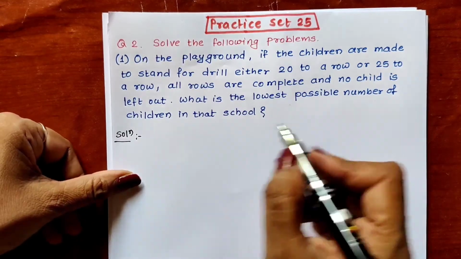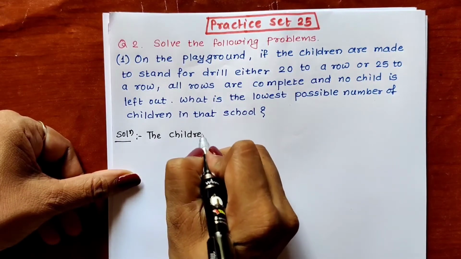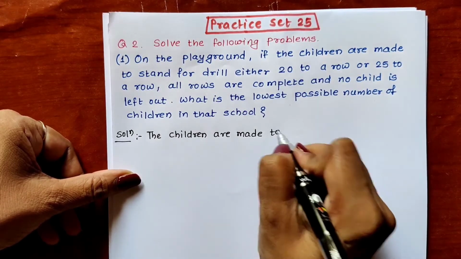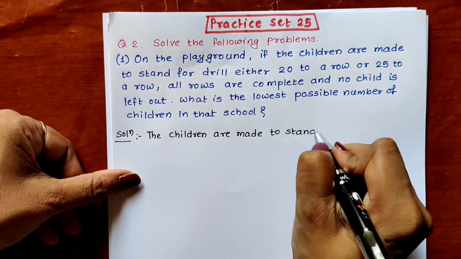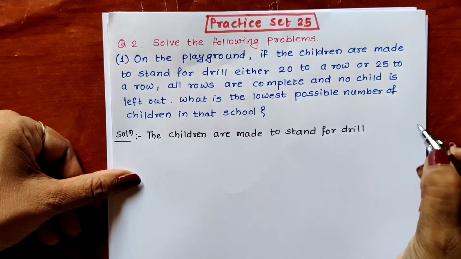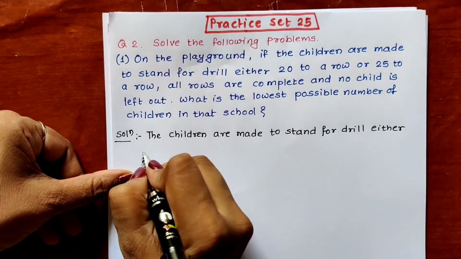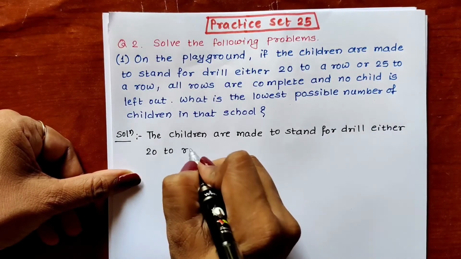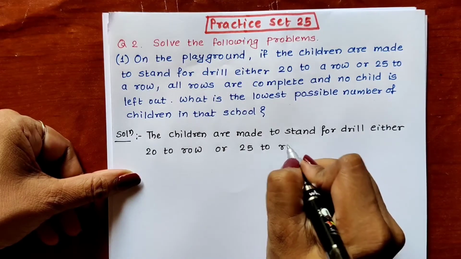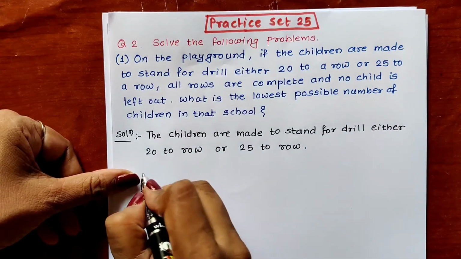Solution. The children are made to stand in a row, to stand for drill. Either 20 to a row or 25 to a row. Correct. This is the first statement. What we have to find out? The lowest possible number of children in that school.